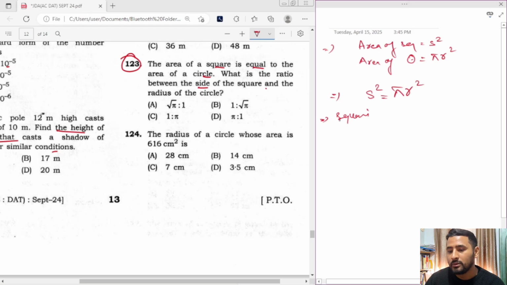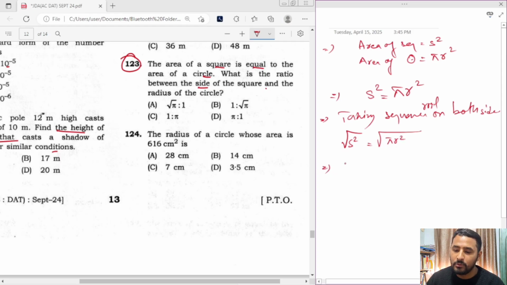Taking square root on both sides. So we'll get root over s square equal to root over pi r square, right? Now we'll get the side, because the square is gone, s is equal to root pi into r. We're getting it like this, right?